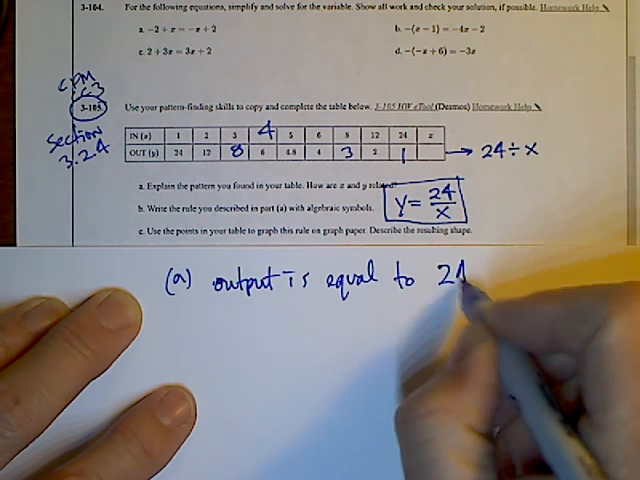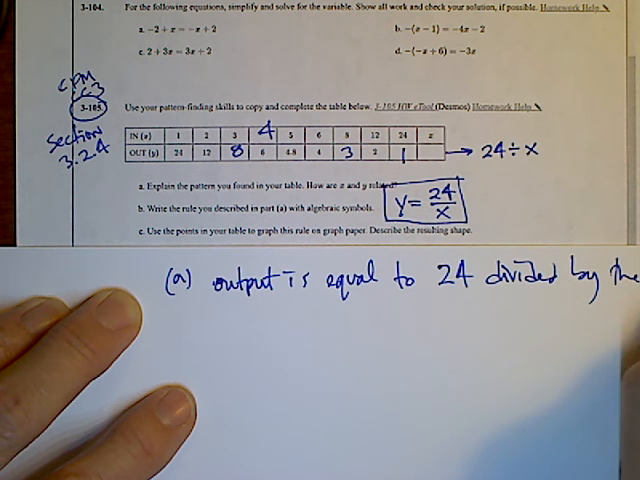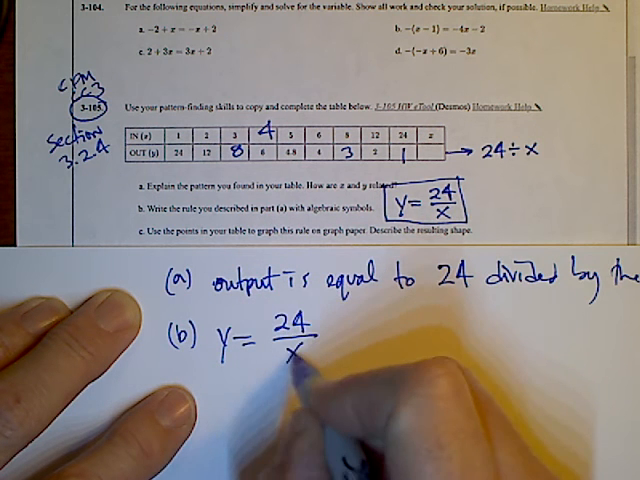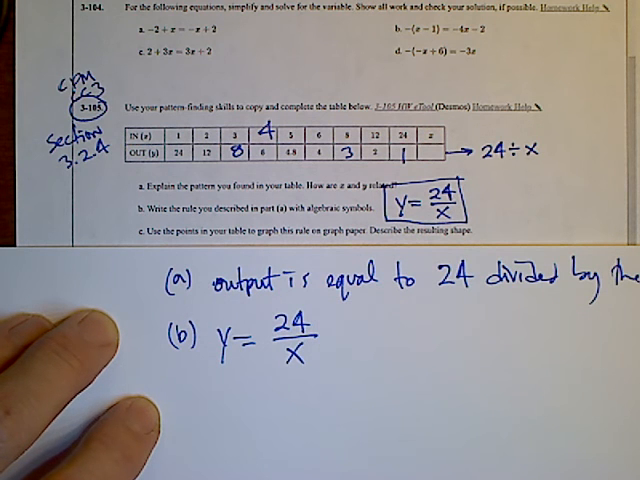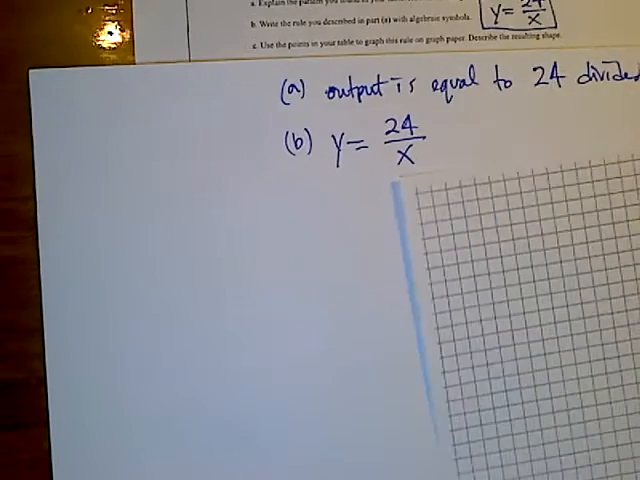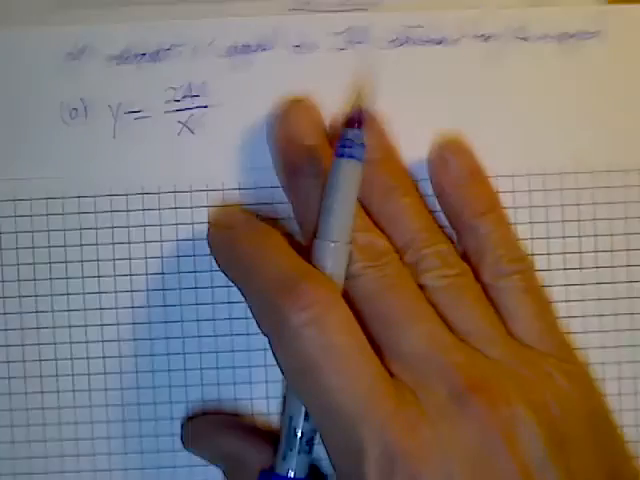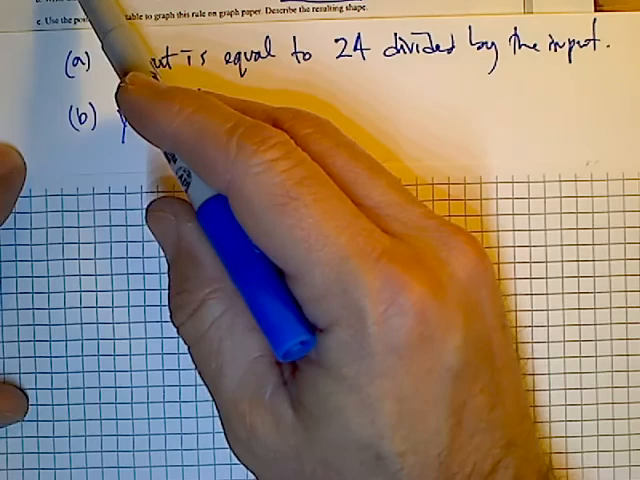So 24 divided by 3 would make this output an 8. 24 divided by 8 is 3. 24 divided by 24 is 1. So I'm filling in the output in my table. Now how do I go in reverse? 24 divided by something is 6. 24 divided by 4 is 6, so the X value there is 4. And I believe I've got it all. The algebraic rule would be here. So that's the pattern.